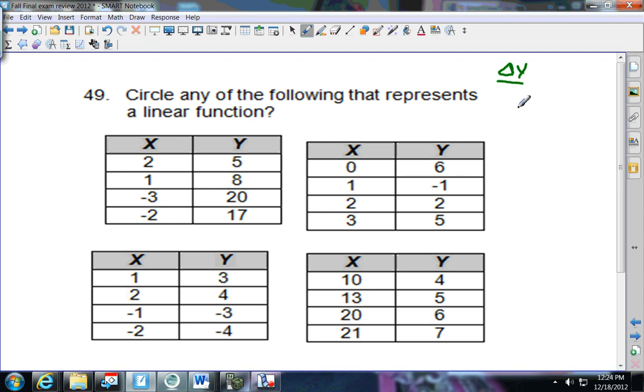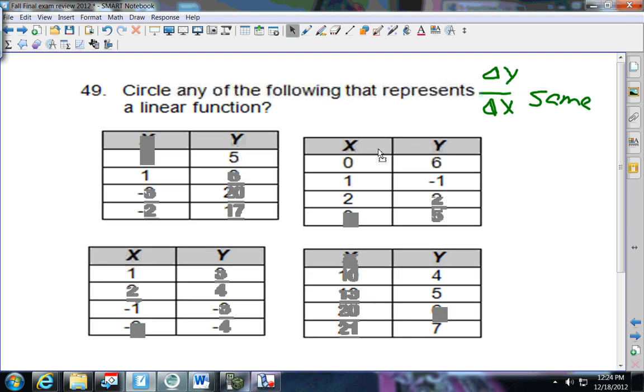Well, no, when the x does not repeat, that's when it's a function. When it's linear, delta y over delta x has to be the same. I was trying to erase and it didn't work. Delta y over delta x is supposed to be the same. So when we go through these tables, let me move some of these over here.